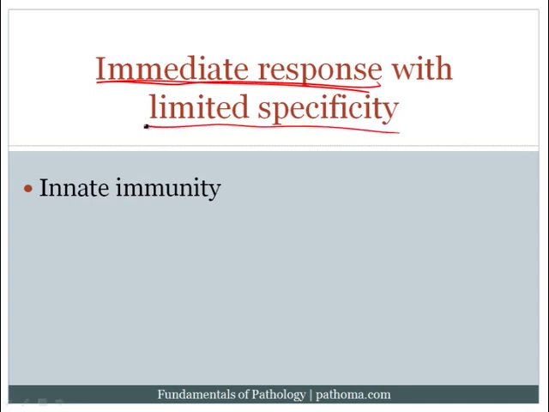Now what I mean by limited specificity is that it's not like the chronic inflammatory response where you have an antibody or a T-cell receptor against a very specific antigen. In this particular case, it's a generalized response against the stimulus. You don't have a very specific attack of a particular antigen. And it is an example, or basically it is one component of innate immunity. So this requires us to take a step back to understand innate immunity.